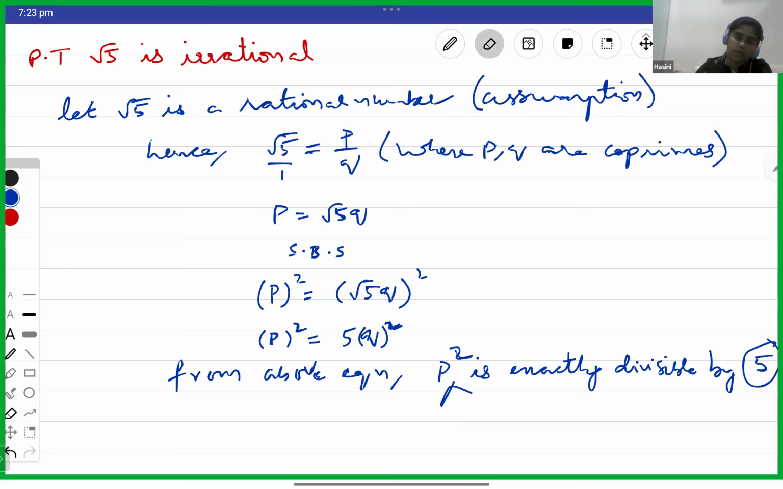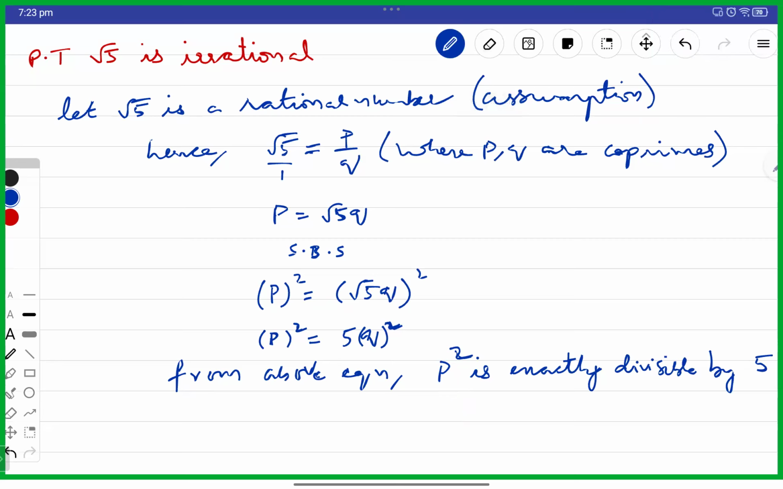Yes, sir. I showed it before with an example, Hasini. Suppose 3 divides 6 square, then 3 divides 6 also. Yes, sir. Here 5 is a prime number, like in the example 3 is a prime number. Here 5 is a prime number which is dividing a perfect square p square. So 5 divides p also.